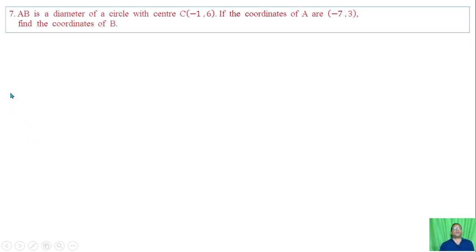Question number 7. AB is a diameter of a circle with center C (-1, 6). If the coordinates of A are (-7, 3), find the coordinates of B.